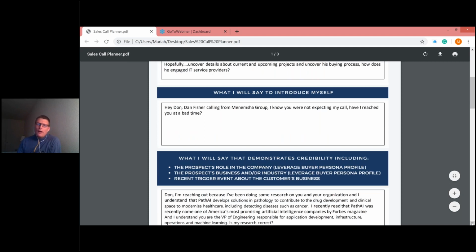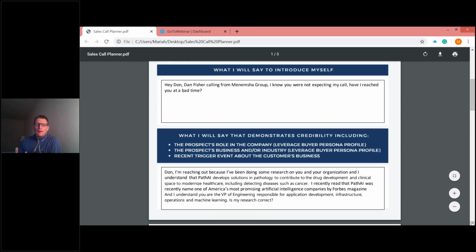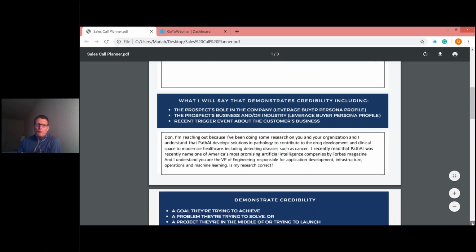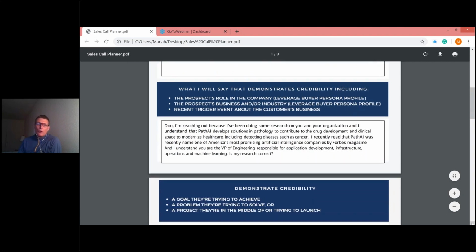So the next section says, what am I going to say that demonstrates credibility? And this call plan that we're looking at is under the assumption that it's a cold prospect. So I don't know them, they don't know me, they're not familiar with me or my company. You've got to understand that when you call a prospect for the first time, especially in a market like we're in right now, what's going through their mind is, is this guy wasting my time? Does this salesperson know anything about me and my company? Do they know anything about the work that I'm involved in?